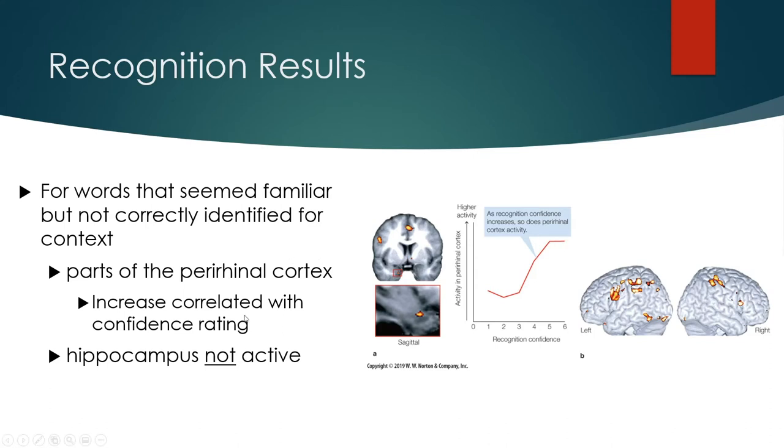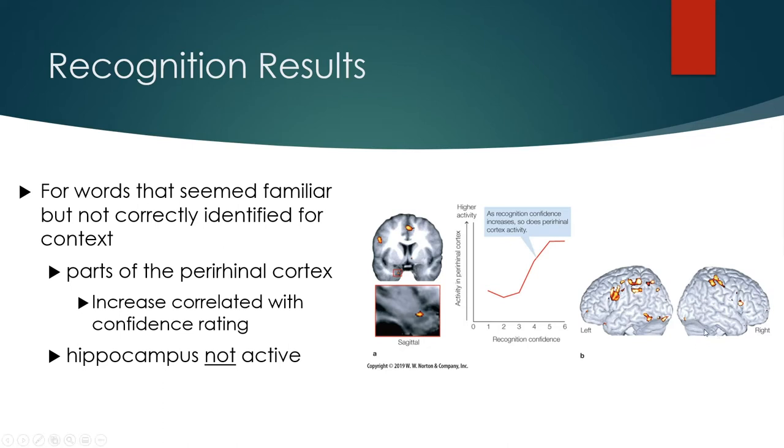And then for recognition, this was just saying whether you've seen this word or not. What they saw was that there were parts of the perirhinal cortex that were super active for recognition, and that the increase in activity in this perirhinal cortex was tracking with how confident they were. So that's what we see in this graph right here. If they indicated that they were super confident they had seen that word before, they had way higher activity in the perirhinal cortex versus when they said they weren't sure if they'd seen it before. And so this is really good evidence that the perirhinal cortex is heavily involved in recognition-based stuff.